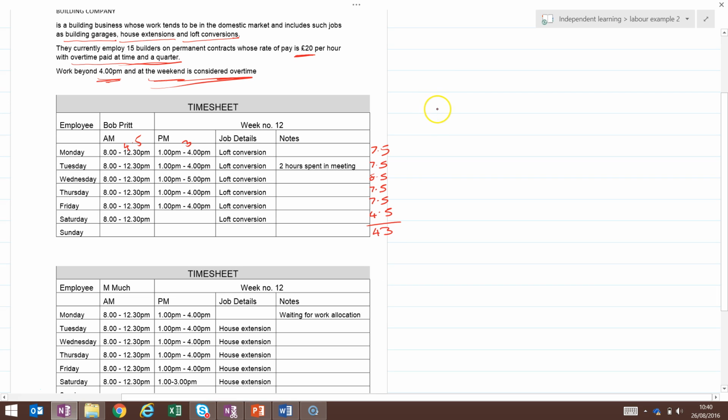So as I said, same as we did in the last example, take the total number of hours he worked, multiply it by the rate of pay. So that's £860. Then, did he do any overtime for which he got more than £20? Well, overtime is work beyond 4 p.m. Okay, we already know that. So on Wednesday, we can see he worked to 5 p.m. So he's done 1 hour overtime.